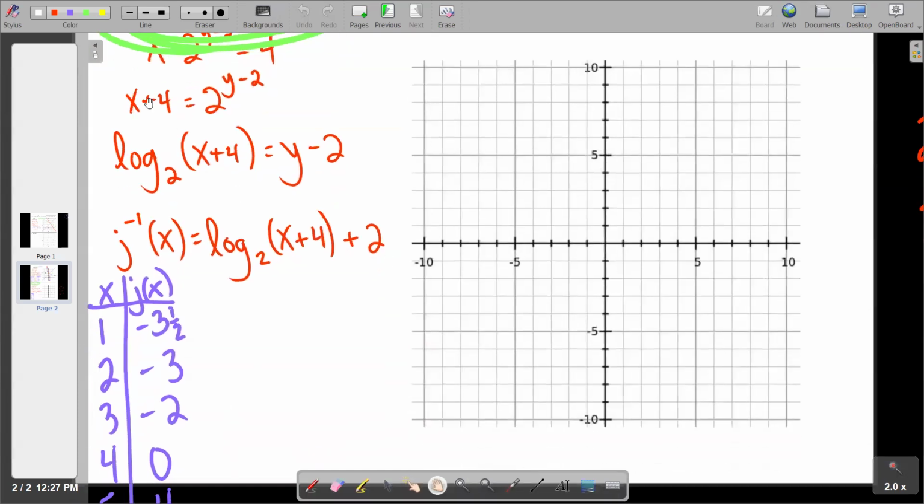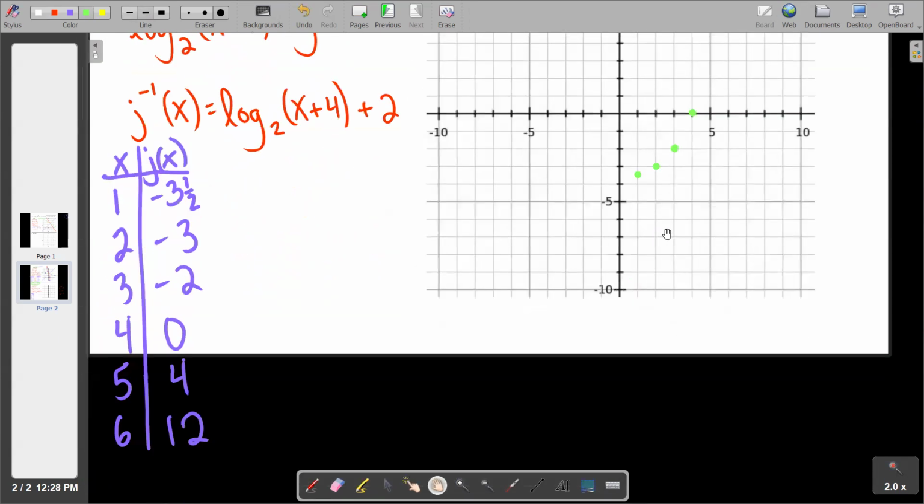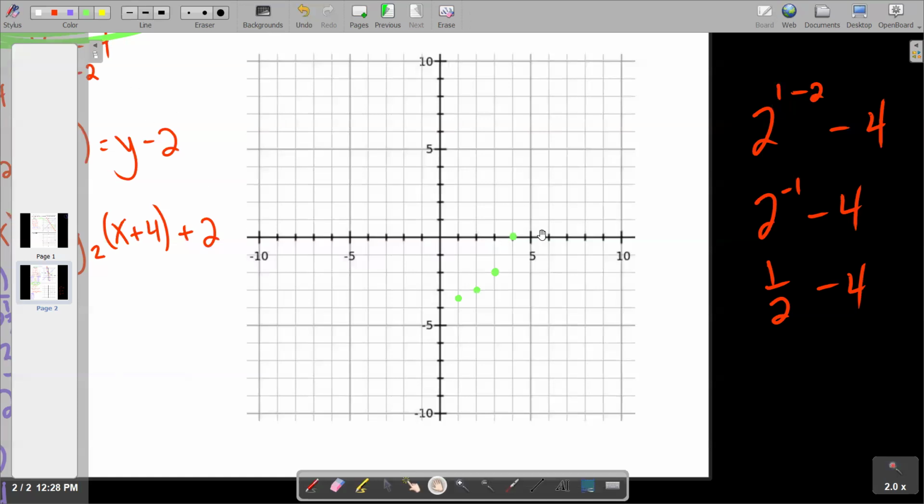So we have to go to the point (1, -3.5), which is down 1, 2, 3, and about a half. And then we're going to plot the point (2, -3). And then we're going to plot the point (3, -2). You can start to see the bend happening now. And then we're going to plot the point (4, 0). And then we had a couple more. We have (5, 4) and (6, 12). So (5, 4) is right 5, up 4. You can really see it's growing now. And then the last one is (6, 12).